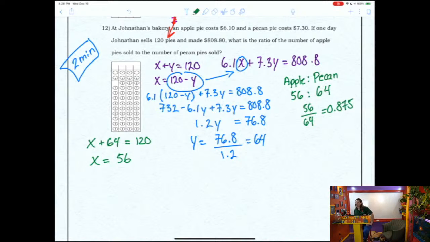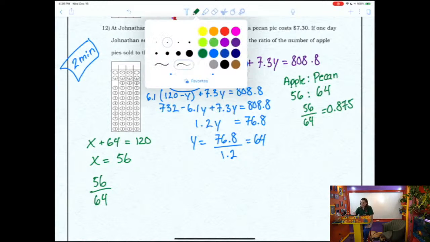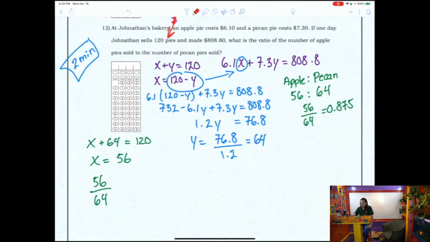So the ratio of apple to pecan is 56 to 64, which as a decimal is 0.875. But let's see if we can simplify both of them, and we can. Notice that 56 over 64, we can divide both of those values by 8. 56 divided by 8 is 7. 64 divided by 8 is 8. So actually, in simplified fractional form, this would be 7/8.